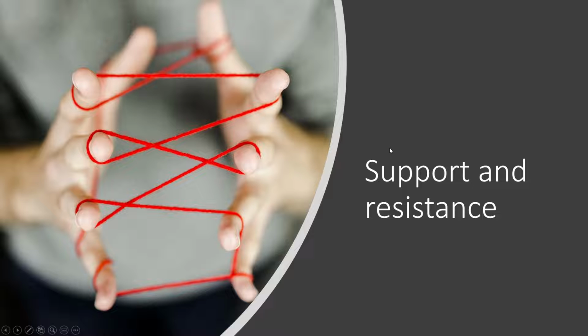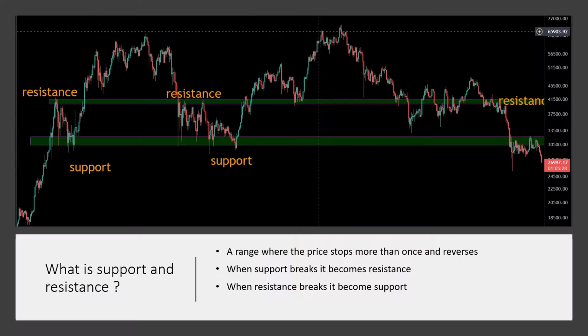Today I'm going to talk about support and resistance. It's like a naked trading tool that's really easy after a while. So let's get started. What is support and resistance? Support and resistance is a range where the price stops more than once and reverses.